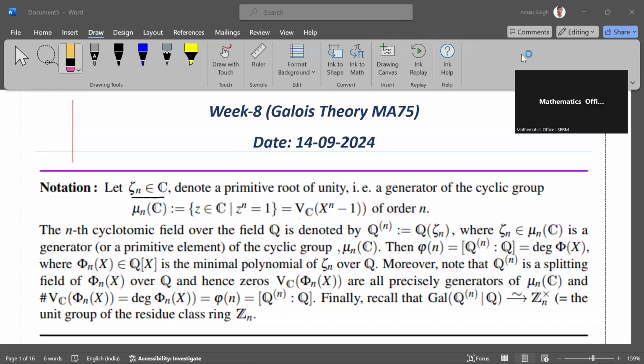Hi, let me begin with the week 8 discussion. In this week, we'll see what has been done. We'll solve some exercise questions.